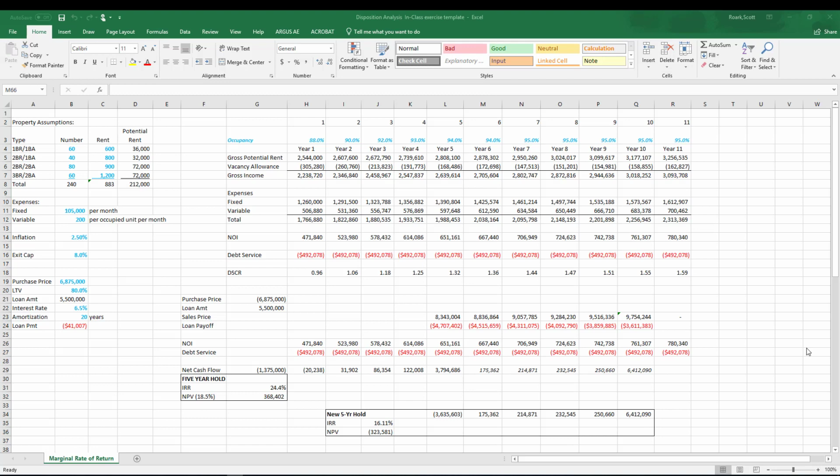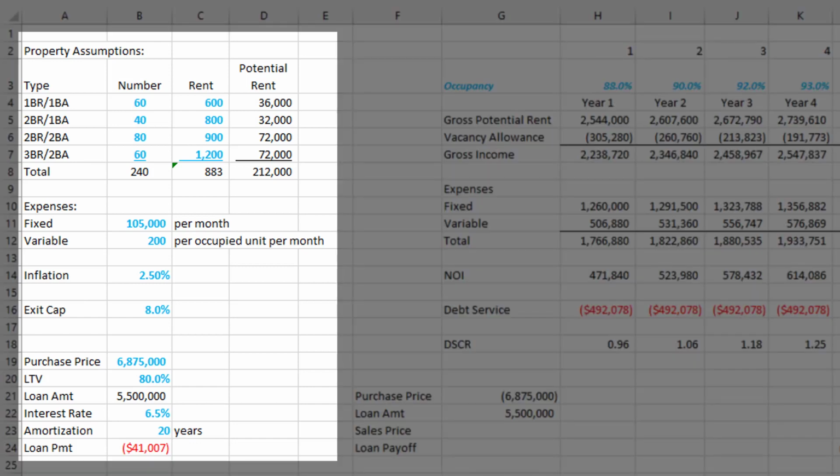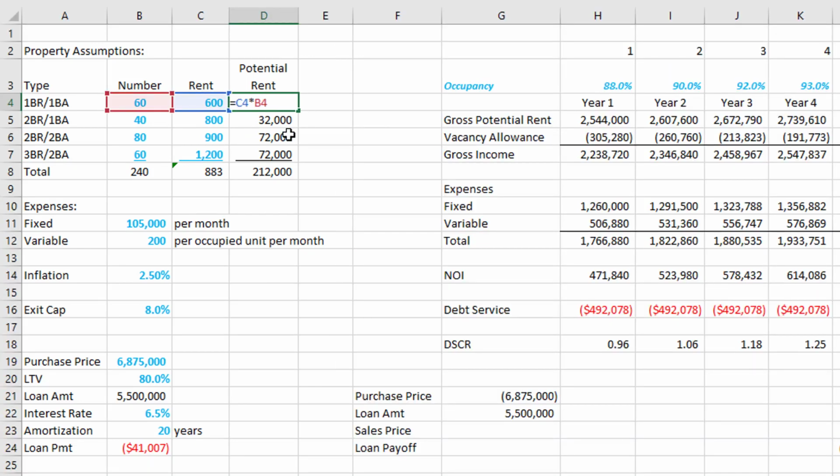So let's first jump into the assumptions that drive this spreadsheet. This is similar to things that we've seen before, where you have everything driven by these assumptions. I've got them in blue over here, this kind of blue shaded input. So we've got a multifamily property, 60 units: 6 1-bedroom 1-bath, 4 2-bedroom 1-bath, 8 2-bedroom 2-bath, 6 3-bedroom 2-bath. Here's the monthly rents. And then here's the potential rent on a monthly basis. So it's just a product of those, the number of units times the monthly rent. This is the monthly gross potential rent, so to speak, 212,000.